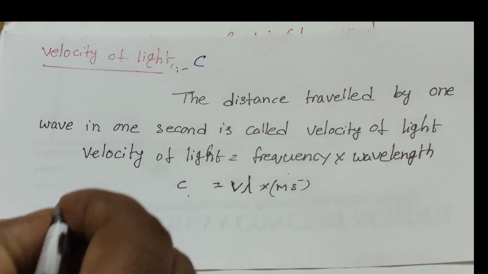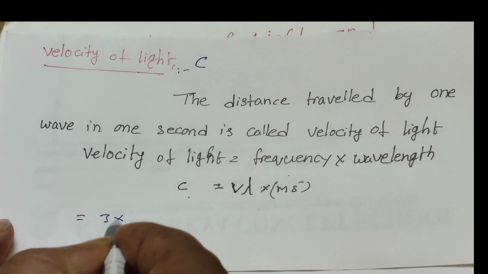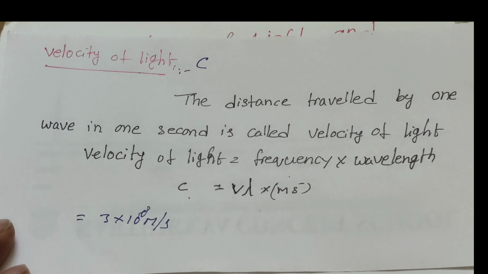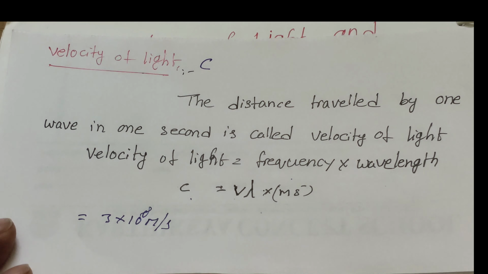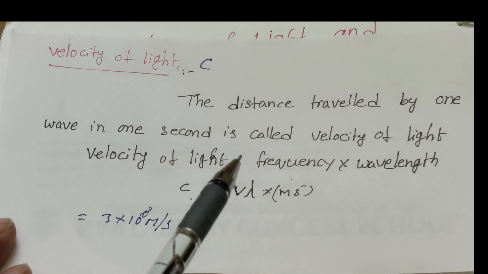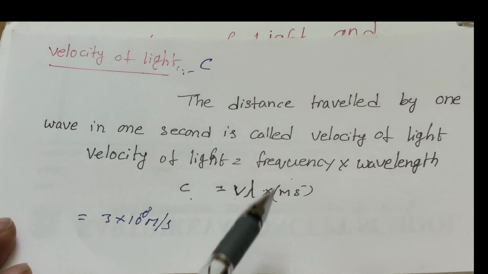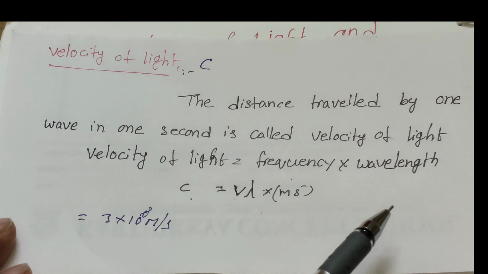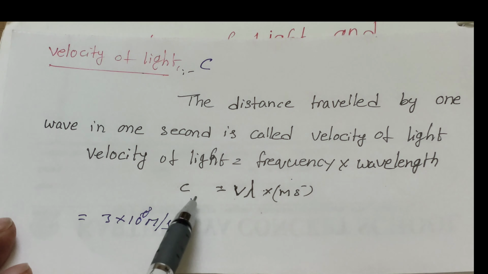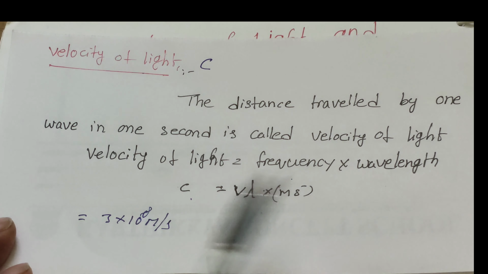So what is the velocity of light? The velocity of light is equal to 3 × 10^8 meters per second. Once again I am repeating, the distance traveled by one wave in 1 second is called the velocity of light. The velocity of light is indicated by c, that is equal to νλ, the frequency times wavelength.